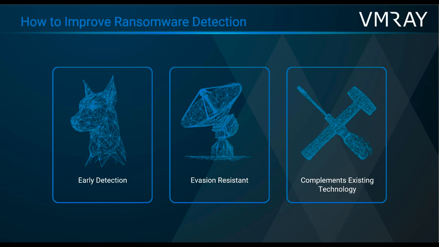So in conclusion, the best way for organizations to improve their defense against ransomware is to ensure that it is detected early and through a wide range of vectors. The detection method should also be resistant to evasion from malware. And ideally, it's also going to complement everything that we have existing already.